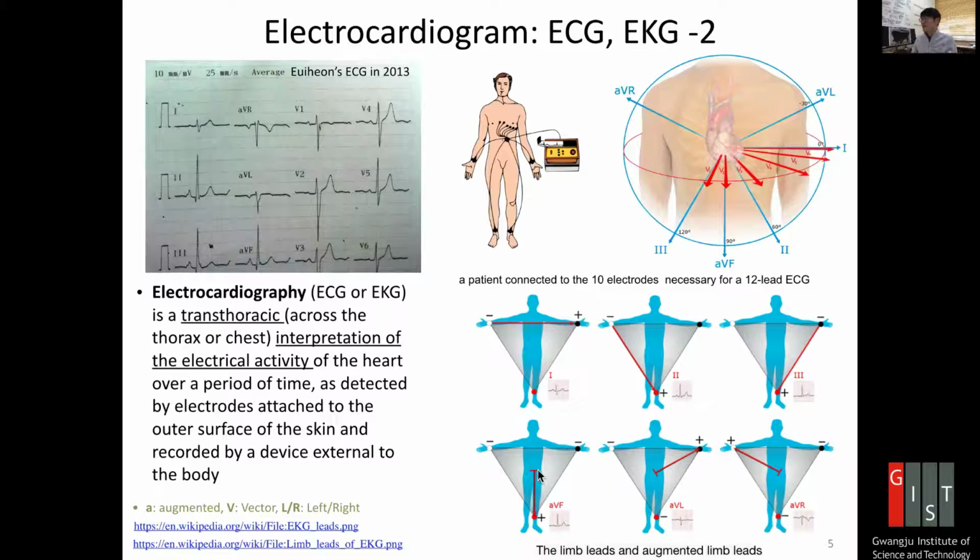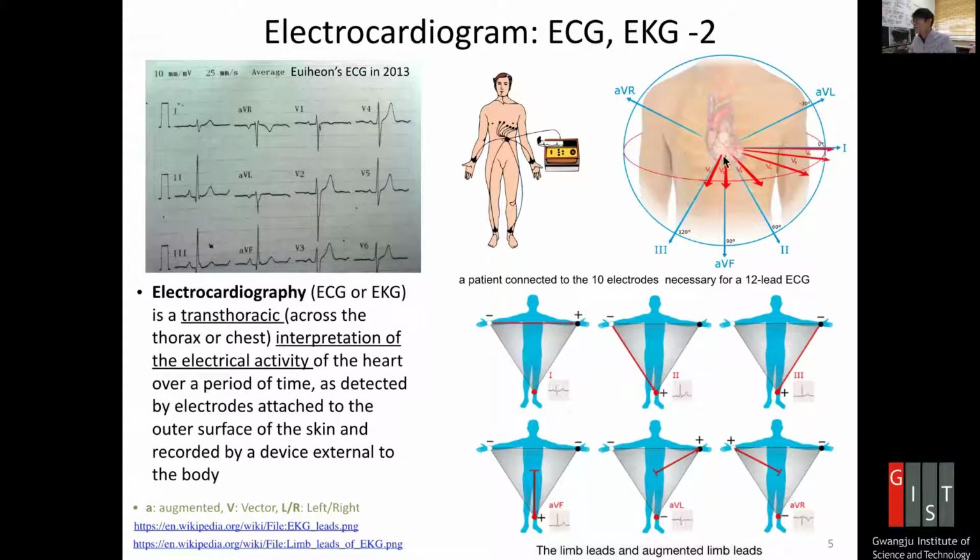We can start from our center. Taking the average of the two limbs, you subtract it from the foot, and we can create the vector downwards to the foot side. So it's called augmented vector foot. Likewise, from this average, you subtract from the left arm, giving the vector from the center to the left arm. And likewise from the center to the right arm. That's augmented vector right.